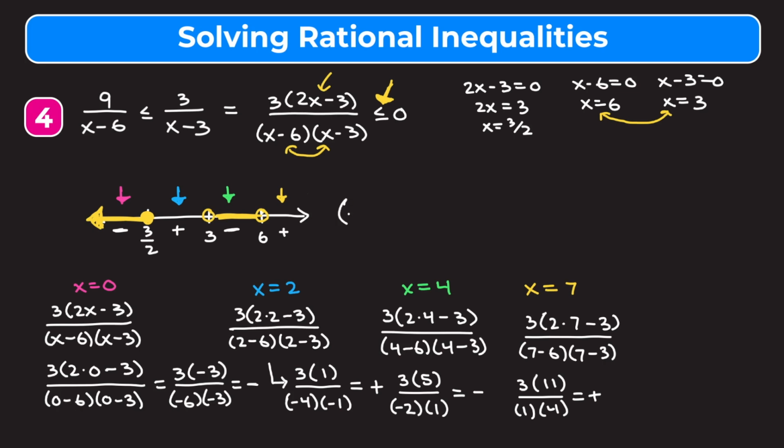So we know it could be anything from negative infinity all the way up to 3/2, including 3/2. So we're going to put a hard bracket there. And because we have 2 parts of our answer, we have to put this U, which means union. And we can go from 3 to 6, not including 3 and 6, so we're going to put soft brackets. So this is how we write our answer.